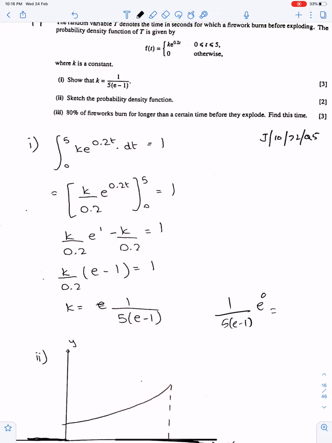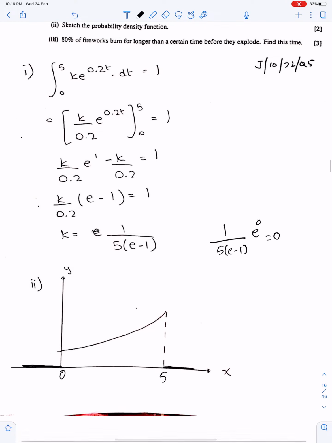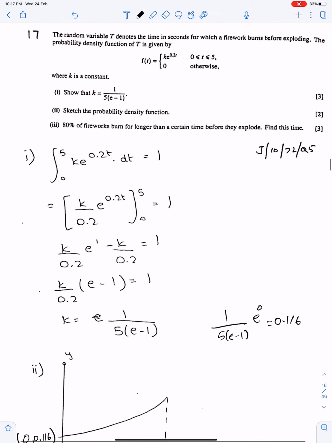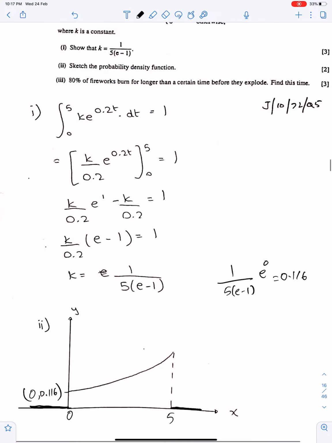1 upon 5 bracket shift e power 1 minus 1, I guess, yes. It's 0.116. So this is 0, 0.116. This is the way to get the y-intercept. Make sure you mention the y-intercept here and these two values here.